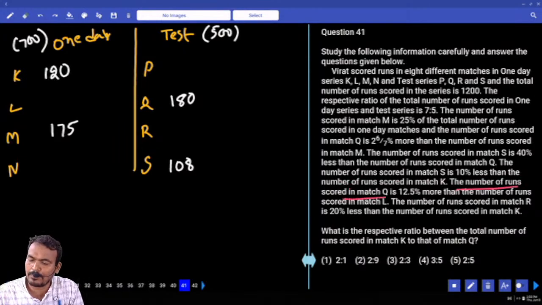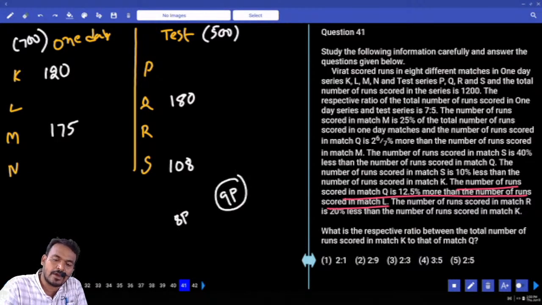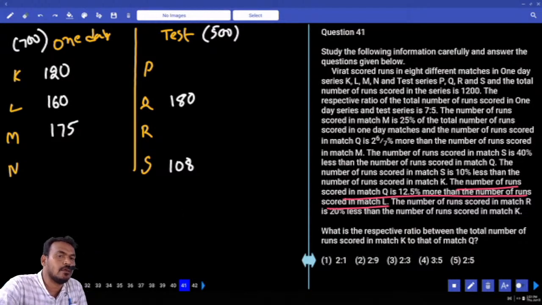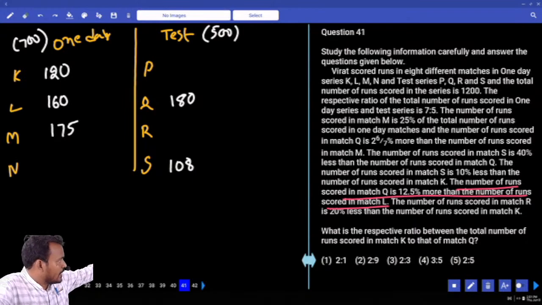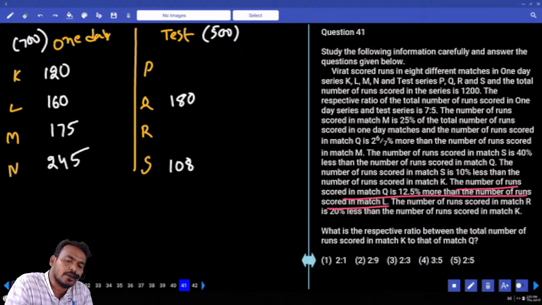The number of runs scored in match Q is 12.5% more than in match L. 12.5% means what fraction? 1 by 8. So L is 8 parts, Q is 9 parts. What is the 9 parts value? 180, so every 1 part is 20. 8 parts are 160. That is the L value. In one day, we already know the values 120, 160, 280 plus 175, which is 455. Out of 700, 455 is completed. What is the remaining? 245.